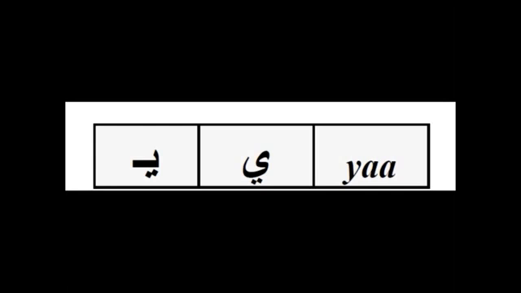As you can see in front of you on the screen, the letter ya is equal to the ee in the English word meat, and it is written, and we will represent it as double E in these lessons and in our practice.